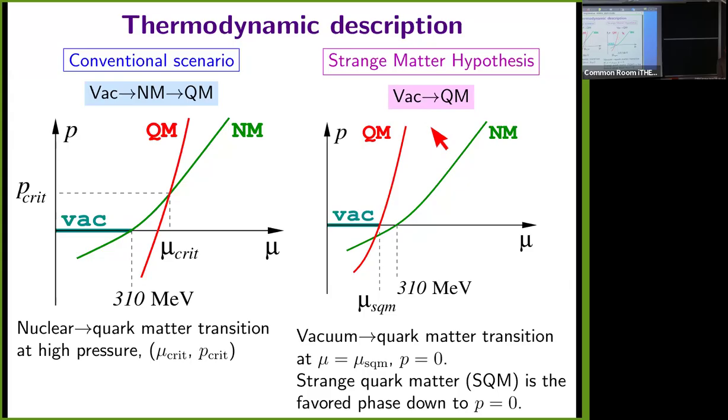In this second scenario, you can get strange stars where it's strange all the way to the surface where the pressure reaches 0. In the conventional scenario, you only get quark matter at high enough pressures, so you would only get it in the core of a neutron star. So this is the thermodynamics behind those two scenarios. And it's just a matter of where this quark matter curve is, and we don't know where it really is, because we don't know very much about quark matter. We'd have to solve QCD at finite chemical potential to know that. We can't do that.